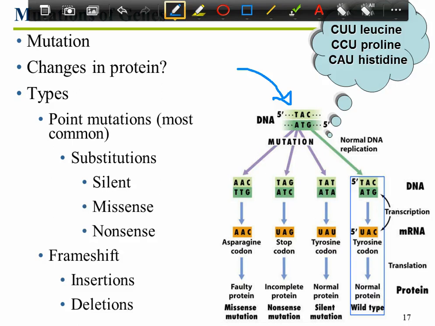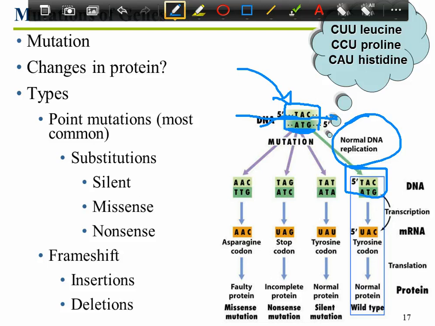And remember that, if you look right over here, here is the normal DNA replication. And again, here would be the sequence that you're looking at. And this is what should be produced during the replication. Remember that these two strands separate out right here, and then each of the two strands of the DNA separates. Each one makes a new strand. And they'll be the same. They'll both be TAC and ATG on this side.